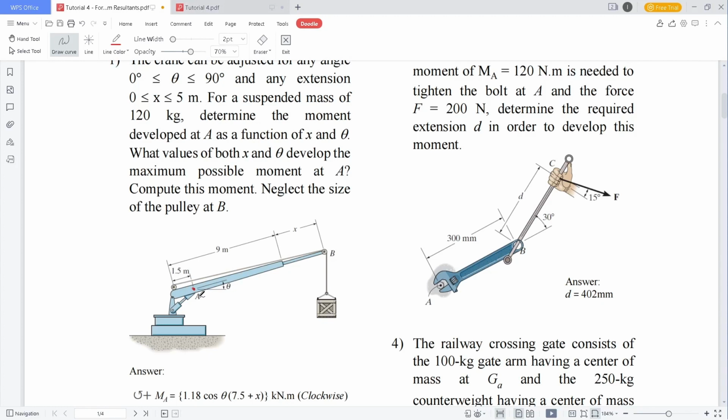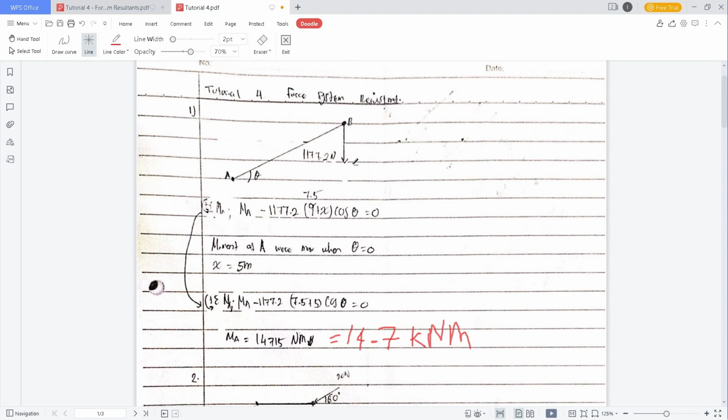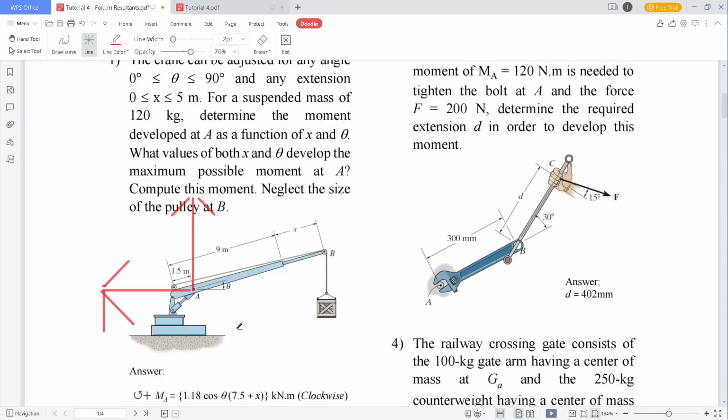We need to classify the axes of analysis. So let's make our axes. The axis in the y direction will be in this direction, and the axis in the x will be this direction. You need to classify it. And according to the FBD, our force of 1177.2 newton is already parallel to the y axis.